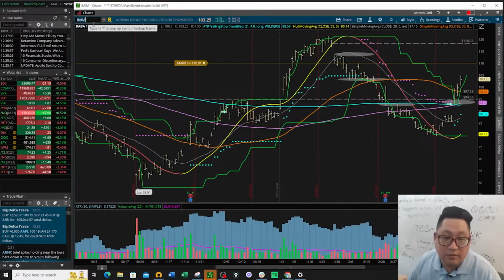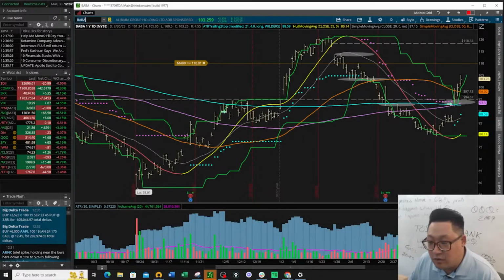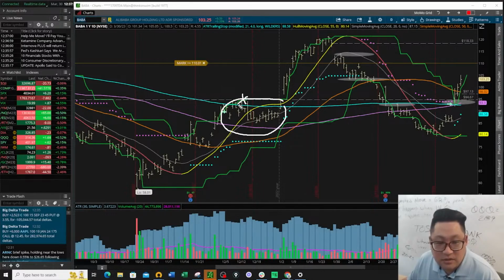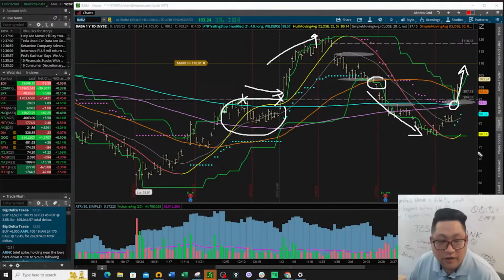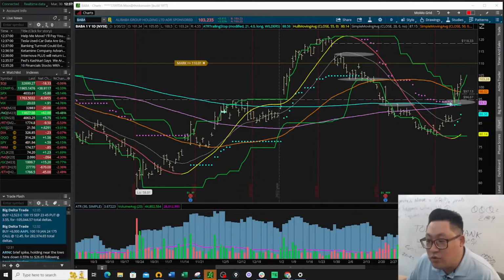BABA is another example where you could see right here, folks, they've had a lot of consolidation. There was a double top right here, and when they got above that level, it basically went from 95 to 120. Look at what happened when it broke down below the channel. Went from 100 to 80. Now they're breaking it back above that channel, 93 to 105. You catch my drift? When we see this, we know that progression could happen very quickly.